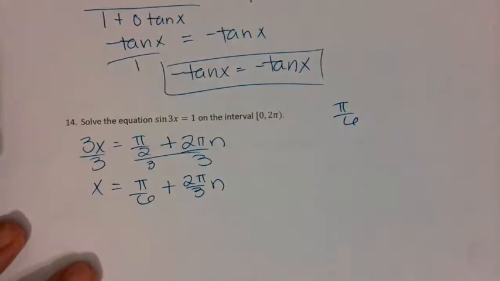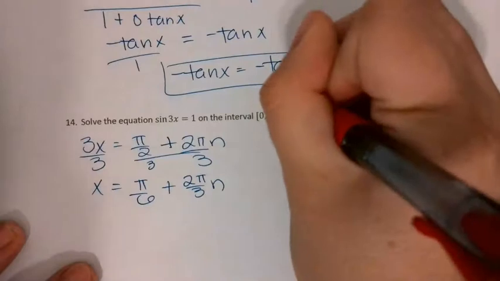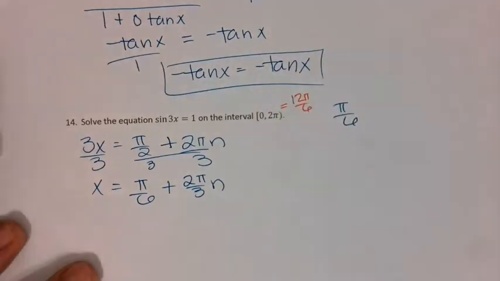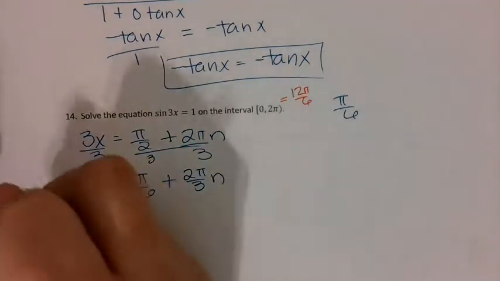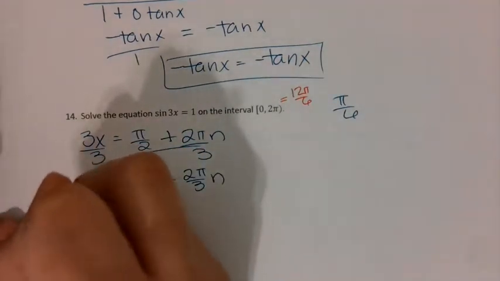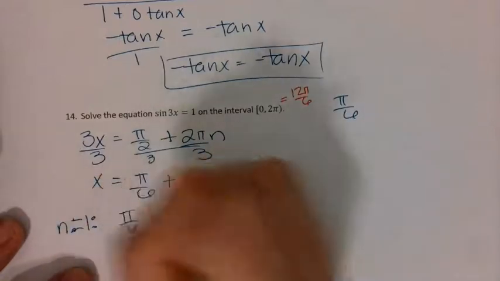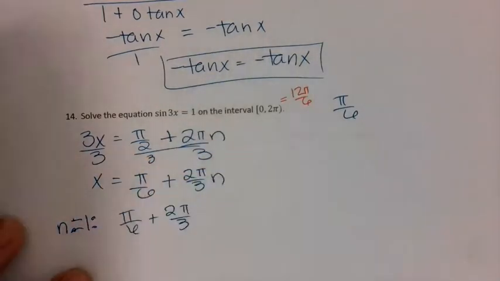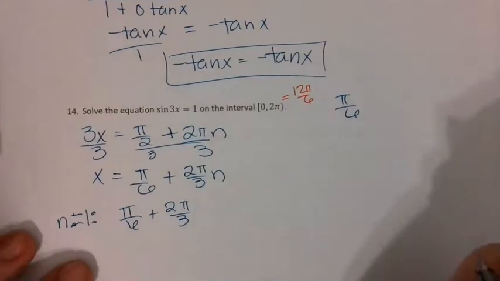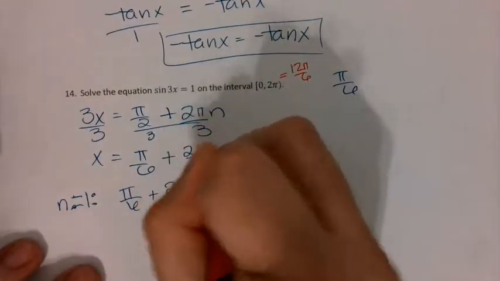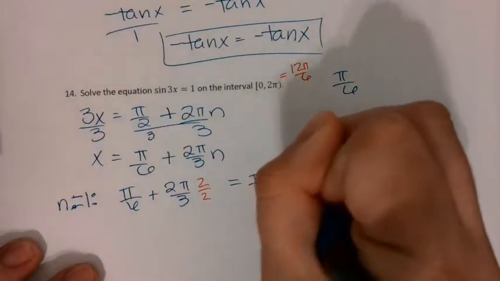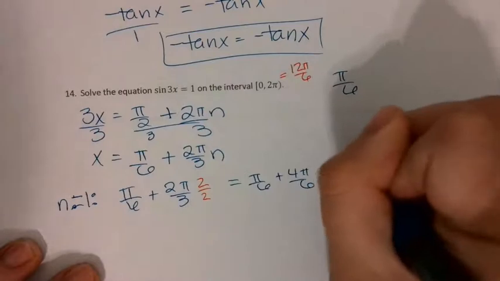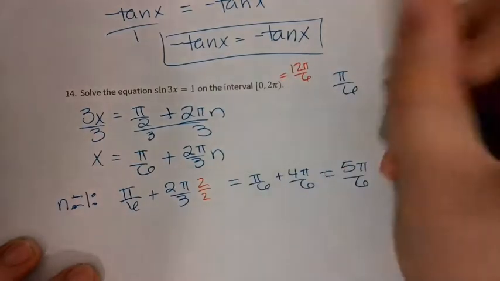What I want to do is make sure that this is under 2 pi. Remember, 2 pi, if we're talking in sixths, is 12 pi sixths. So I am going to plug in values for n to check. If I'm testing n equals 1, it's going to be pi sixths plus 2 pi thirds. To turn that into sixths, I need to multiply by 2 over 2, which gets me pi sixths plus 4 pi sixths, 5 pi sixths, still under the 12 pi sixths.